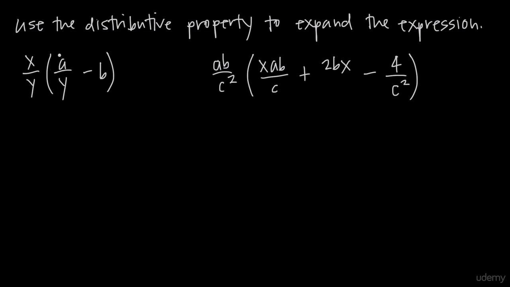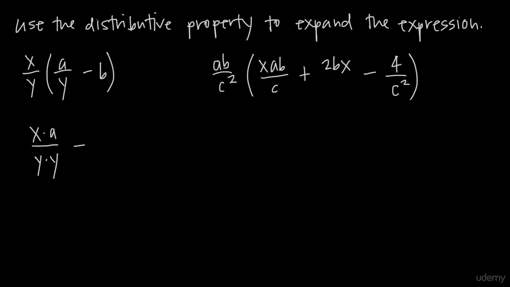And when we do that, what we're going to do is multiply our numerators together. So we have x times a, and then our denominators together, so divided by y times y. We can just say y times y, and we'll simplify this in a second. Now we're going to keep the negative sign, so we have our negative sign here, and we're going to multiply x over y times b.